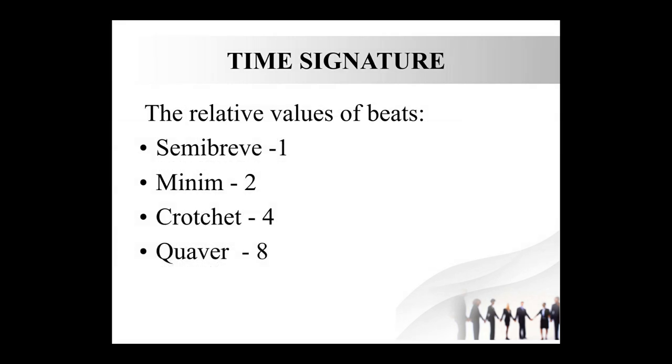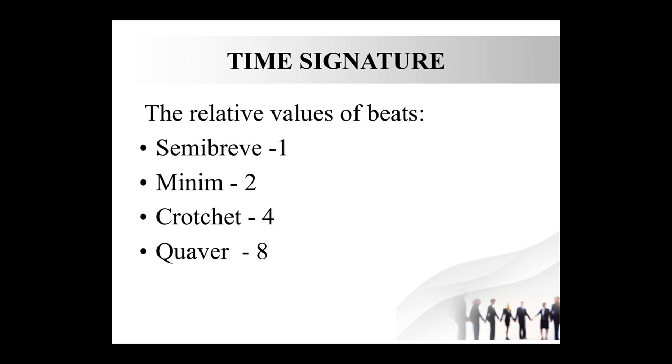Semibreve is a whole note, so we represent semibreve with one. Minim is a half note, it's actually 1/2, so we can't just bring the one, so we leave it with the two. Crotchet is a quarter note, 1/4, so we just bring the four there, and then quaver is 8. Semiquavers will be 16, demisemiquavers will be 32nd, and hemidemisemiquavers will be 64.